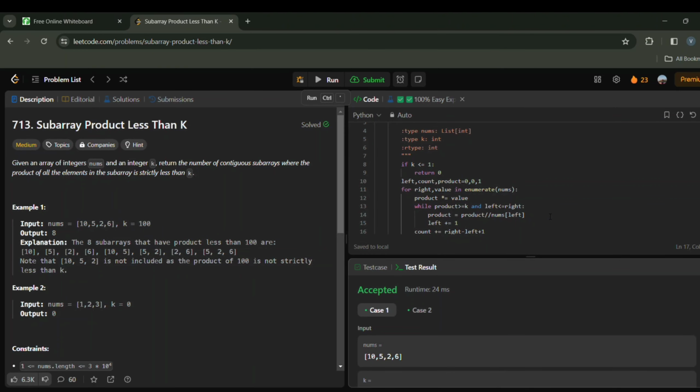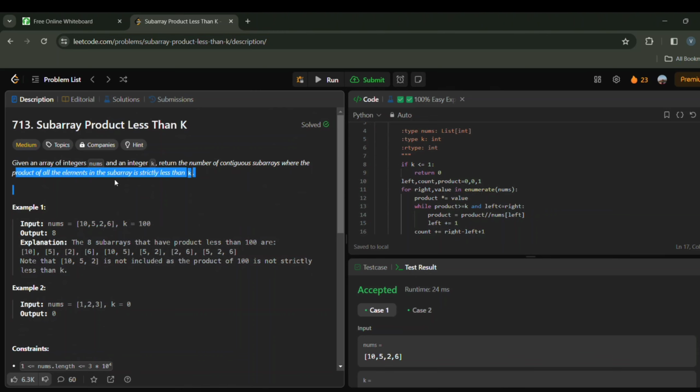Hello everyone. So today's Leetcode daily question is subarray product less than k. We are given an array nums and an integer k, and we have to find the number of subarrays that have product less than k.